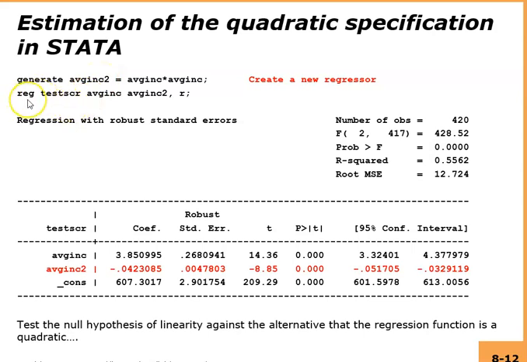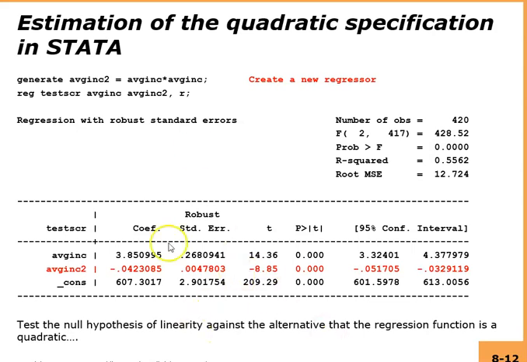Then you simply type in your regression command, reg. Test SCR is your y variable, AVGINC is your first explanatory variable, and AVGINC2, which is the square of AVGINC, is your second variable. Keep in mind that this is the specification of the quadratic model. If we wanted a cubic model, we would have another variable added next to AVGINC, which will be the cube of AVGINC.